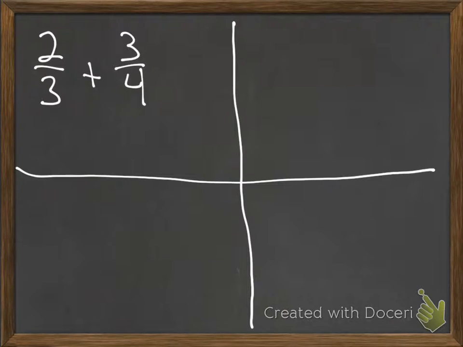So I taught the students the 4-square method. In the first square, you write your problem. So here we have 2/3 plus 3/4. And our denominators are indeed different. So I'm going to write a 3 here and a 4 here. And then I'm going to write all the multiples of 3. Like 3 times 1 is 3, 3 times 2 is 6, 3 times 3 is 9, 3 times 4 is 12.